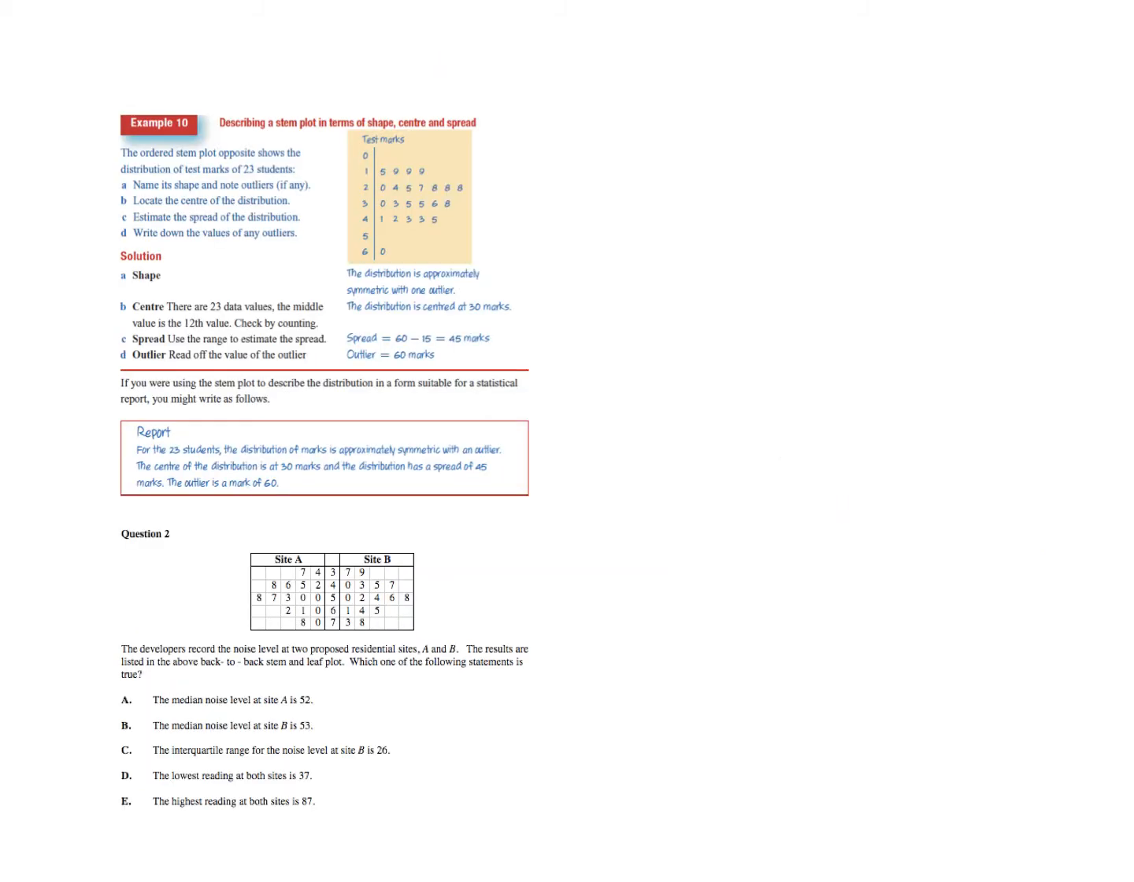Okay, so we've got this stem and leaf plot here. They'll tell you it's an ordered stem and leaf plot, and the first thing it said was to label the shape. Once again, if you flip it around that way, you can see that this one we'd probably say symmetric, but it has an outlier out there. So see here, they said the distribution is approximately symmetric with an outlier.